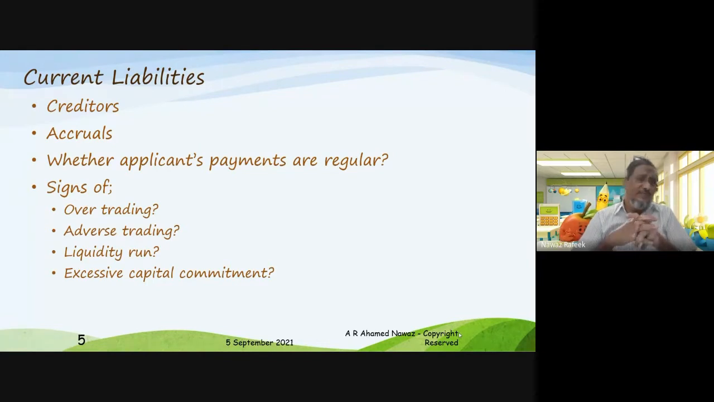Then comes accruals, payables. Now, what types of accruals are there? Payment of statutory payments like salaries and taxes, right? Income tax, VAT, other statutory payments are accrued. Those are called accruals. Those are not shown as creditors. Now let's see the breakdown of accruals, basically.